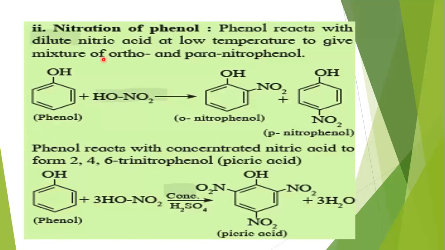Now next, nitration of phenol. Nitration means to introduce a nitro group in the benzene ring. Phenol reacts with dilute nitric acid at low temperature to give a mixture of ortho and paranitrophenol. See this reaction: phenol plus nitric acid, HNO3.